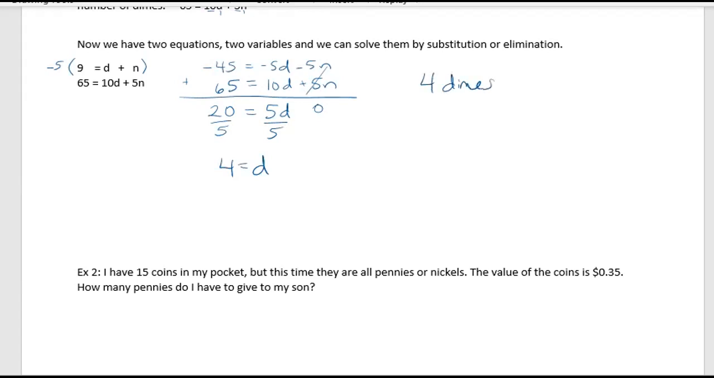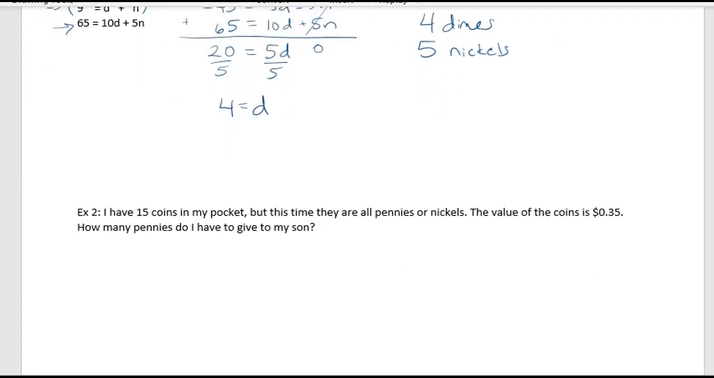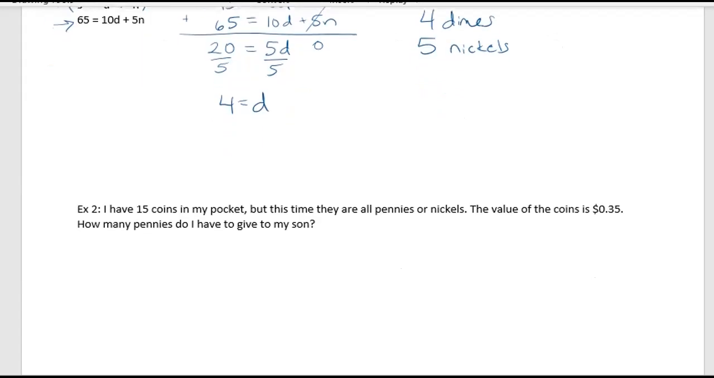If I have 4 dimes, how many nickels do I have? Well, we could plug it into this equation, but this one up here is much easier. So 9 equals 4 plus 5. My second grader does that well. So, you know what? I can't spell nickels. Here we go. Okay, so 4 dimes and 5 nickels. That's what we have. Okay, not too hard. You just have to remember how to do that value of the coins.